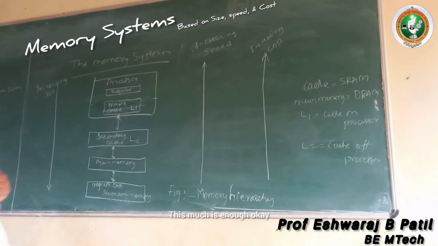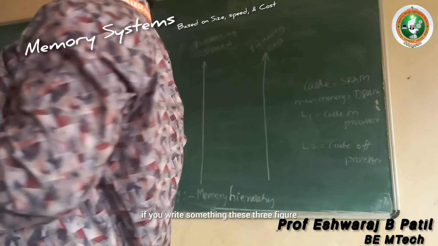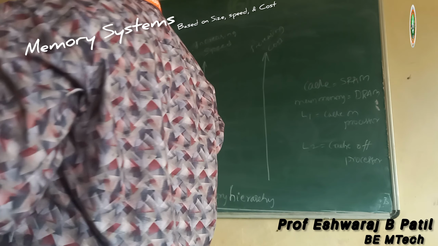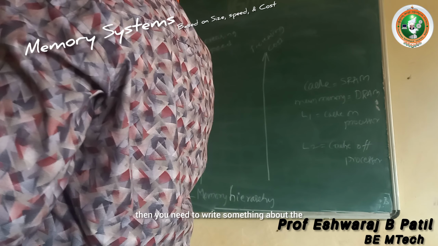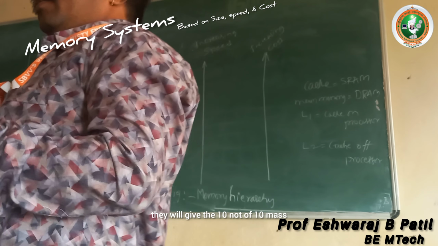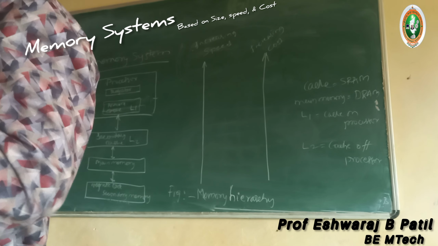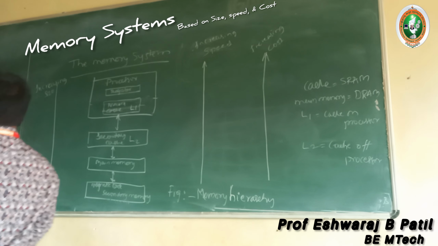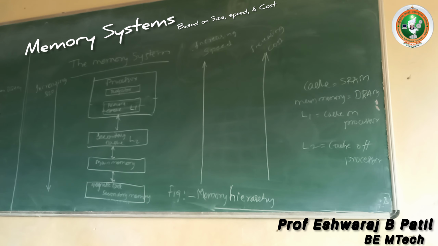This much is enough. If you write these two figures and those two tables, and then write something about how it increases and decreases, then definitely they will give you 10 out of 10 marks. They will not look at every single thing here. Just mention these two tables.